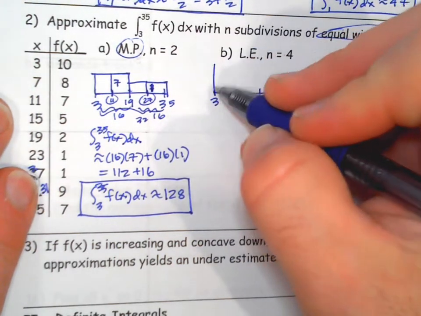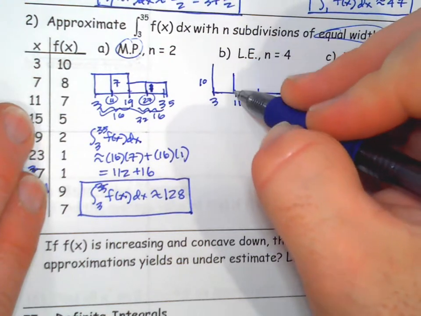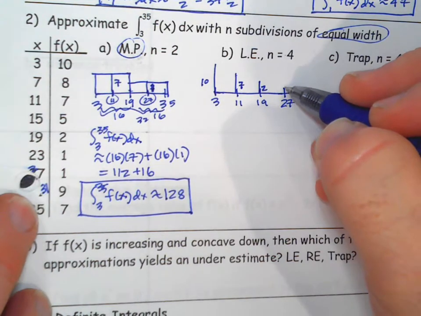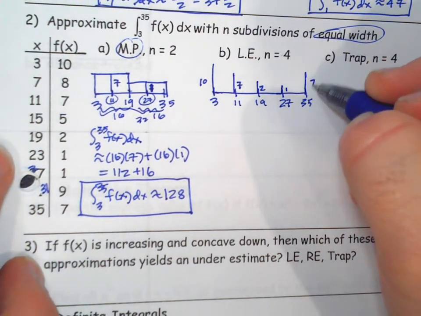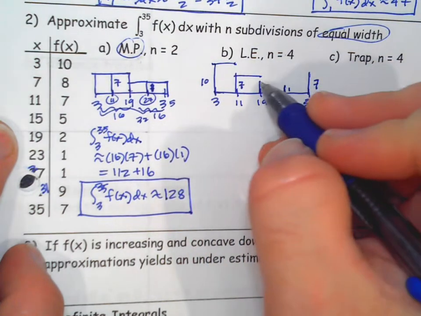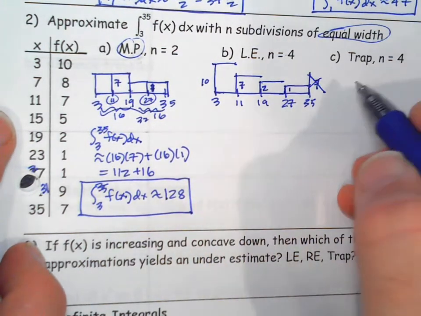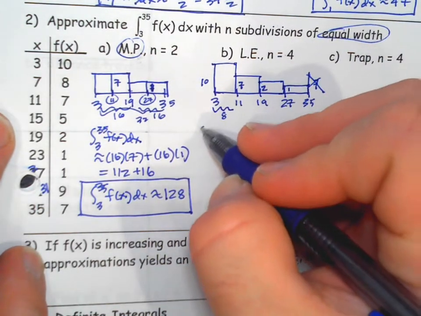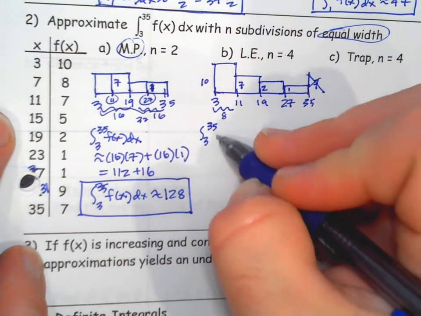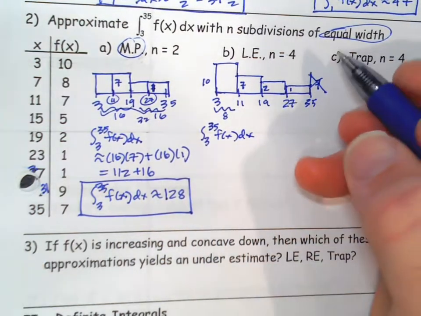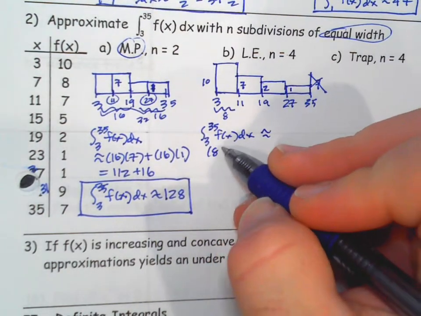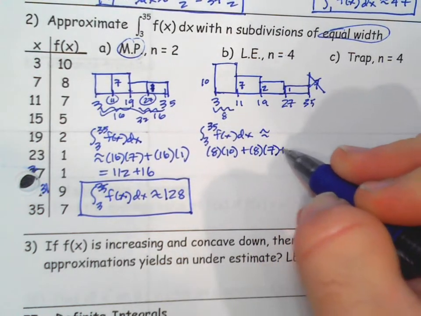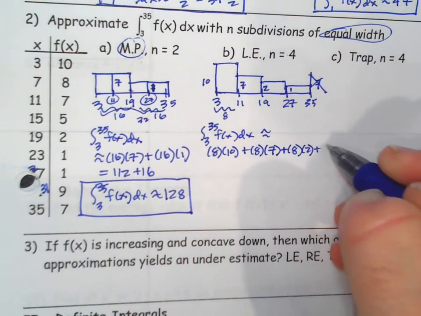3 is 10, 11 is 7, 19 is 2, 27 is 1, 35 is 7. These are left endpoints, so we're not going to use this last right edge. The bases are all equal. They're all 8 this time. The integral from 3 to 35 of f of x dx is approximately base times height, 8 times 10, 8 times 7, 8 times 2, 8 times 1.